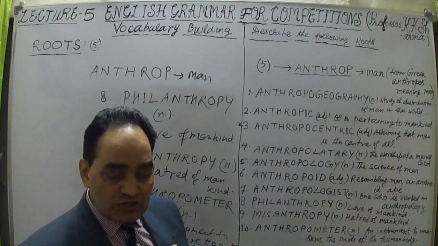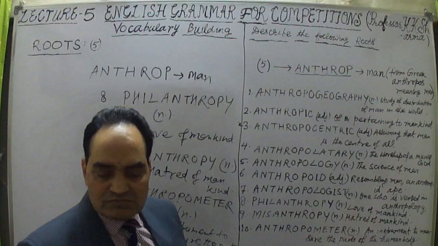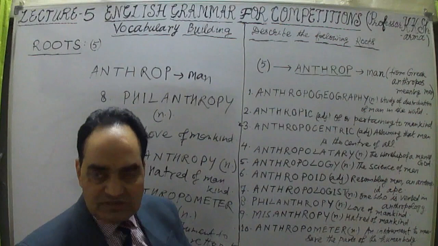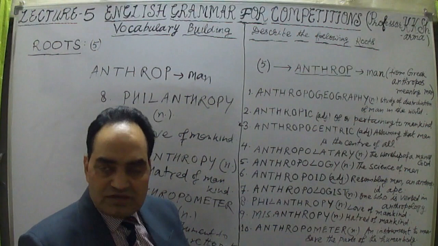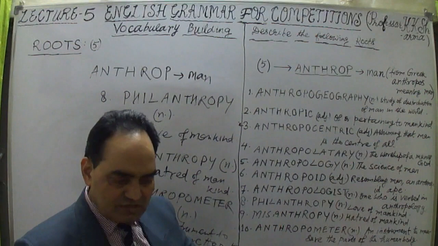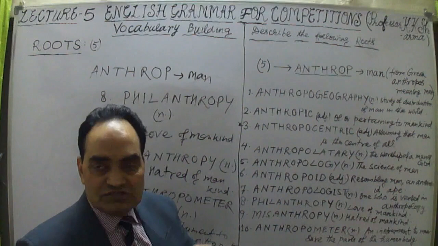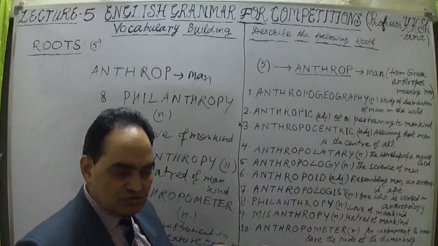Anthropogenesis. What is anthropogenesis? To study the origin of mankind. That is known as anthropogenesis. How man was developed. Was it an ape, or has it come from the ape, or from another planet, etc.? The study of mankind, how man was developed. That is anthropogenesis. Anthropogenesis means the genesis, the origin of man. To study the origin of man is anthropogenesis.